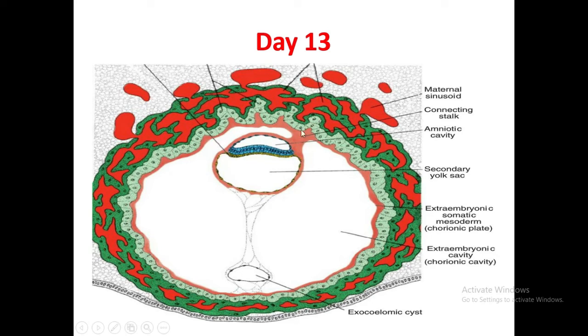So this is the day 13 development. Again I am repeating: formation of primary villi, formation of secondary yolk sac, then formation of chorionic cavity, chorionic plate, exocoelomic cyst, and the connecting stalk.